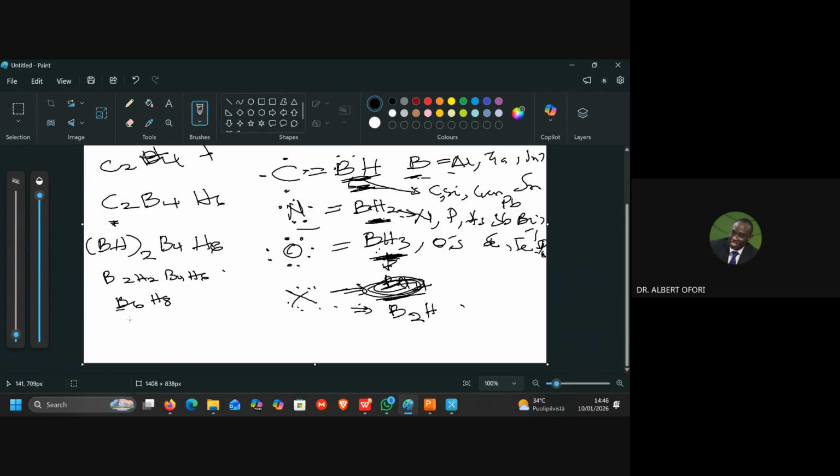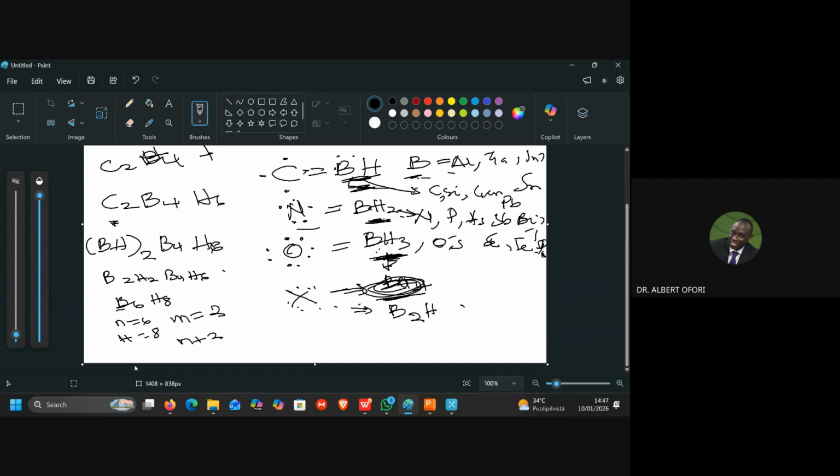So now we can quickly predict what the shape will be. The n is 6, the H is 8, and so the m is going to be 2. So the shape will be closo, n+2. So that's for the heteroatoms.